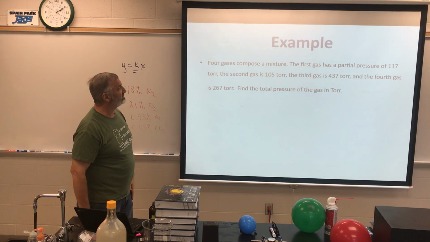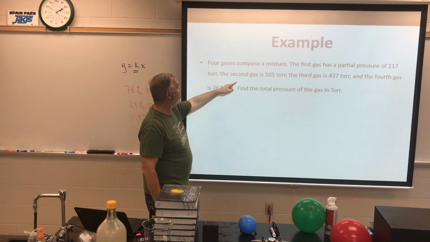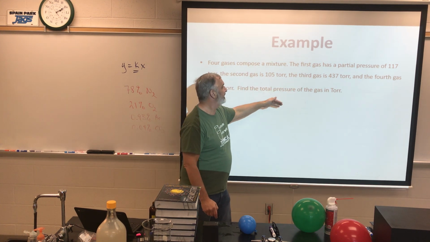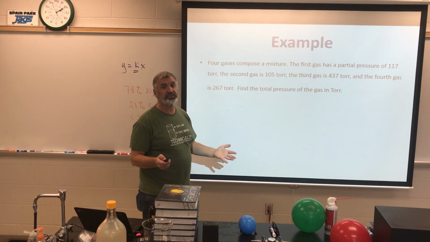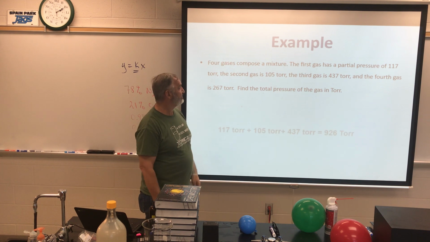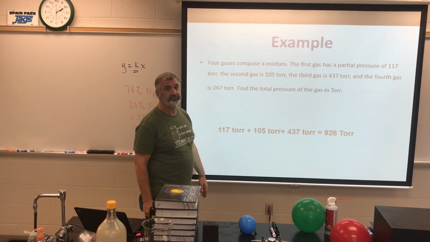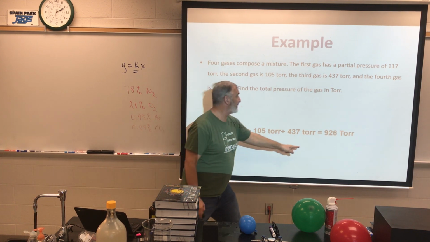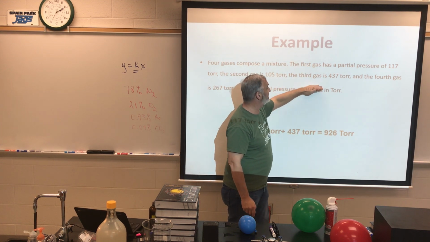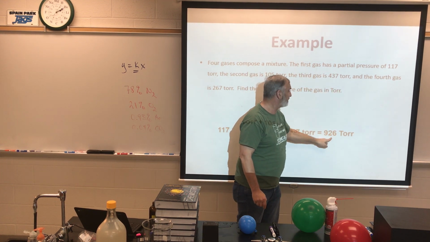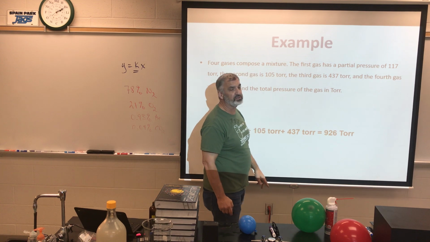Okay? So, I have 4 gases. First gas is that pressure, second one is this one, third one, and fourth. So if I want the total pressure, what do I do? Bam. I just add them all together. So I get my total pressure. So if all these things were in a balloon or in a container, the total pressure in the container is going to be 926 torr.